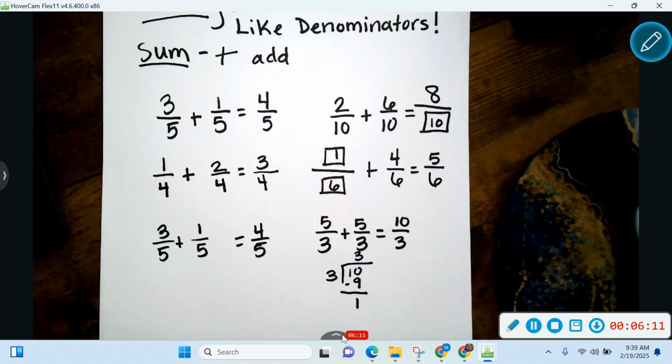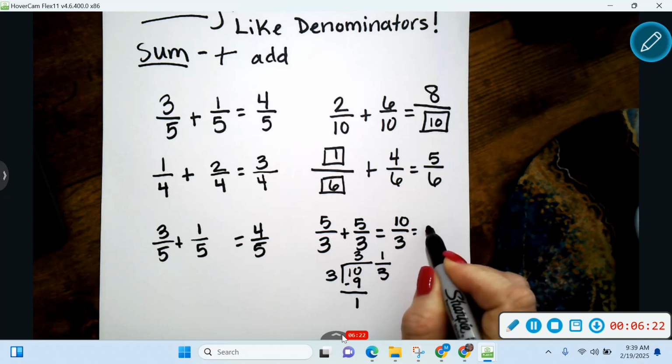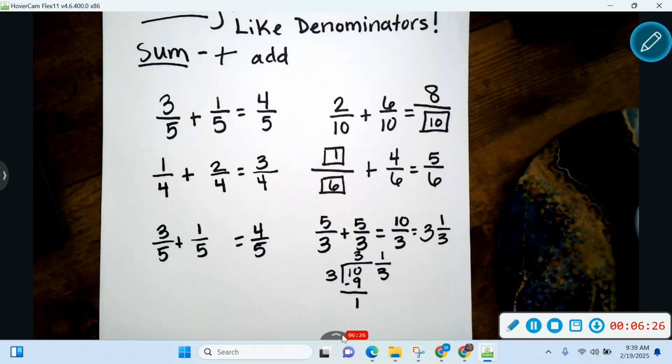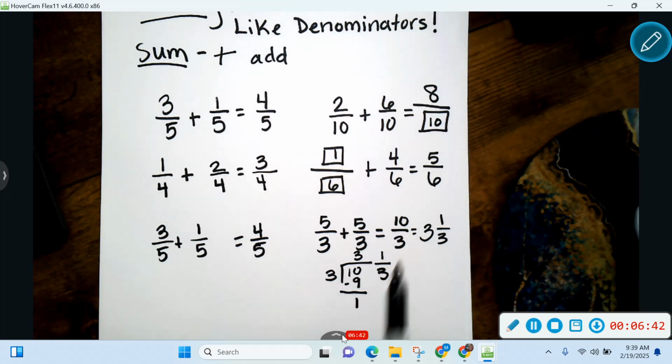Now the difference with division versus our fractions: we are not going to say remainder 1. This remainder becomes your numerator, and your denominator comes over, and your answer then becomes 3 1/3. Now you can check this. This is now a mixed fraction. You have your 3 wholes and 1/3 remainder. When you convert a mixed fraction, which is another lesson, you would take 3 times 3 is 9, plus 1 is 10, 10/3.